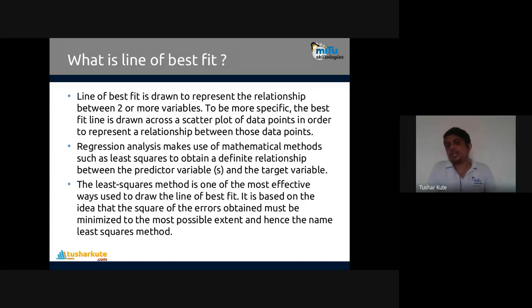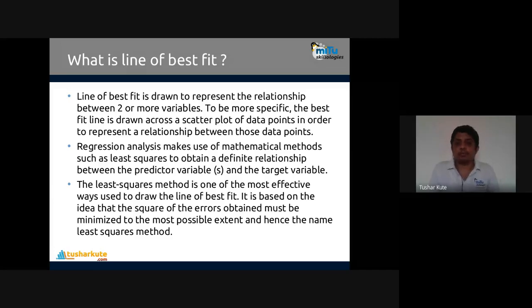So to be more specific, the best fit line is drawn across the scatter plot of data points in order to represent the relationship between those data points. Exactly. That will be the summary of all. It will be at the center of all the points where the least amount of error is present, where the error is very less. Fine. So that line is identified. But to identify that line, two factors we need to know: what can be the slope of this line and where the y-intercept is present.